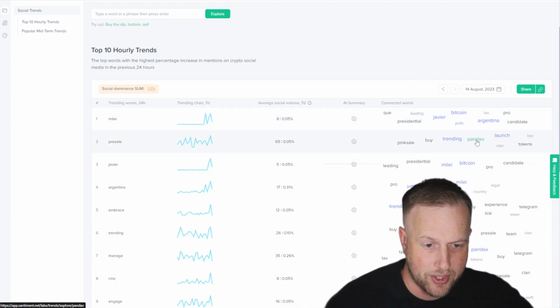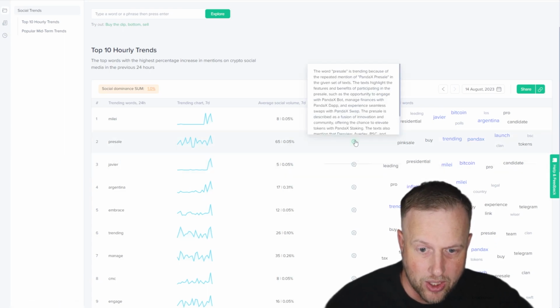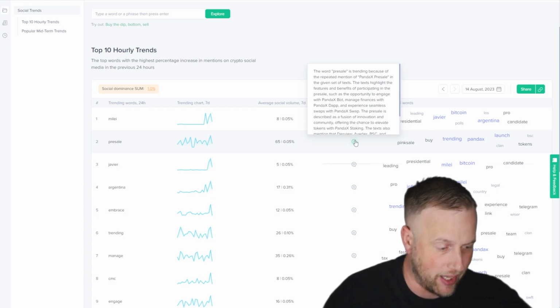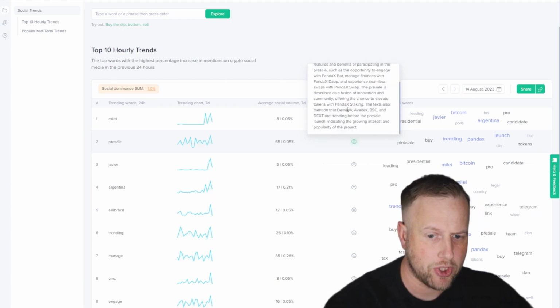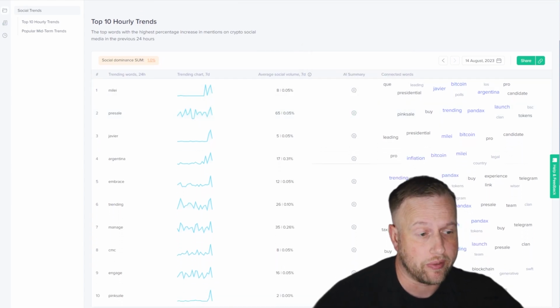So pre-sales on Panda X. So pre-sale, why is it trending right now? So Panda X swap is pre-selling. They also mention what else is trending along with it, right? DEXT are trending before the pre-sale, BSC, Binance Chain, at Aereheads, DexView. So it can help you dig into it further.